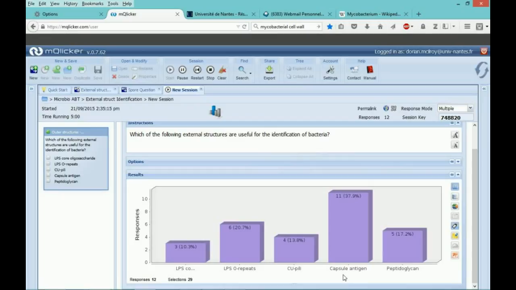The exception is the flagella antigen. Flagella are useful for identification, and this is called the H antigen. H because it's inactivated by heat. That's because the flagella structure is made out of protein, so it's denatured. Whereas LPS, the O repeats, and the capsule antigens are heat resistant, so they're not affected by heat. So those three things you should also know: K antigen, capsule; O antigen, LPS repeats; H antigen is the flagella protein.